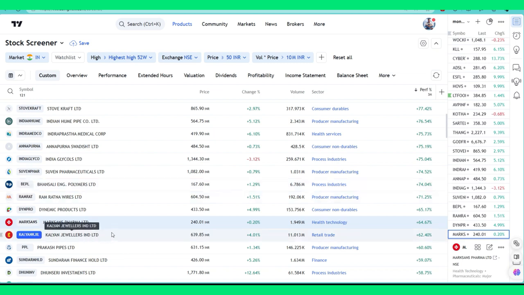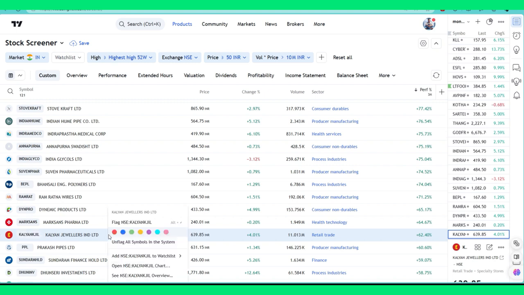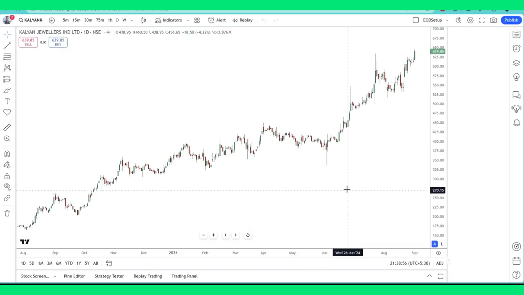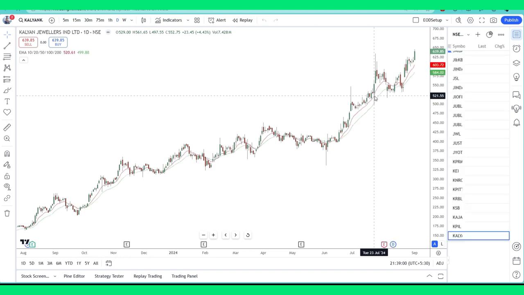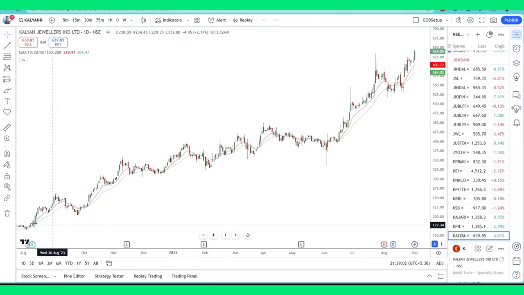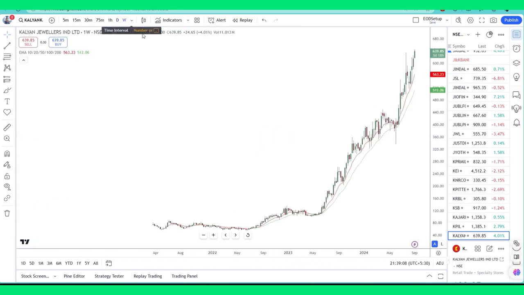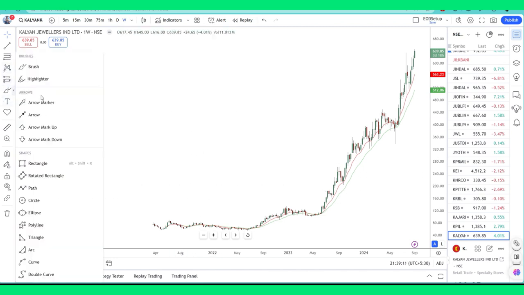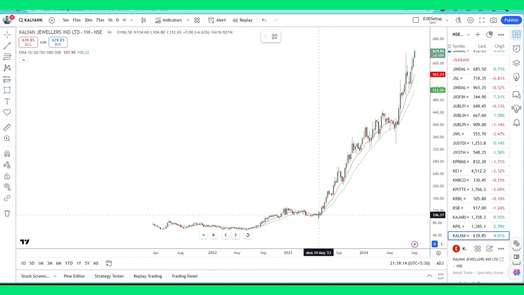The other one is Kalyan Jewellers, which is one of my holdings. You can see that this is a beautiful structural uptrend, and the base building you can see in weekly. This is the only pullback that it has given, which can be called decent. Rest has been just an investor's dream.